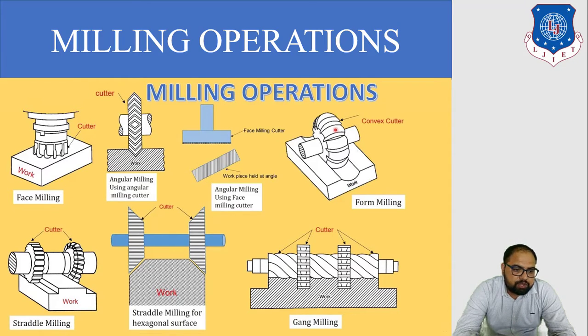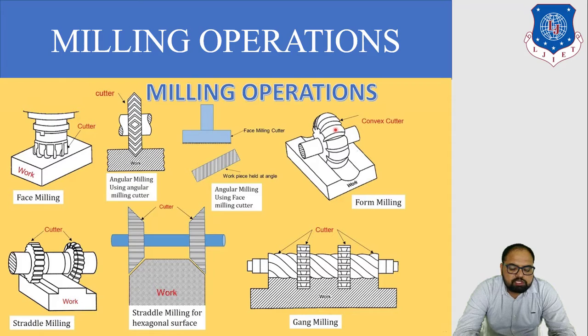Like, in the first you can see face milling. In face milling we are facing the workpiece surfaces. In angular milling, using an angular milling cutter, we can cut the workpiece at some angle. Angular milling can also be done using a face milling cutter. Then form milling, gang milling and straddle milling are also there. So we can perform various operations by using different milling cutters and milling machines. This is all about milling operations and the milling machine.